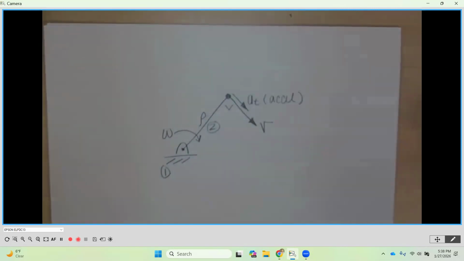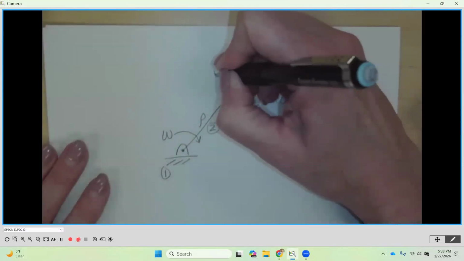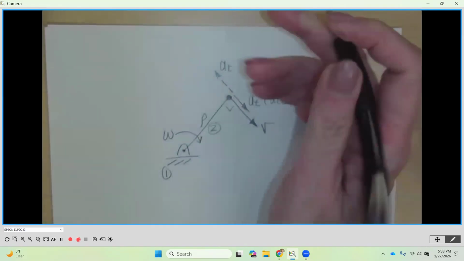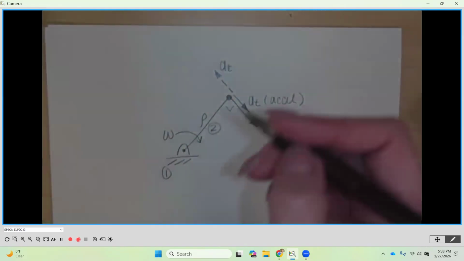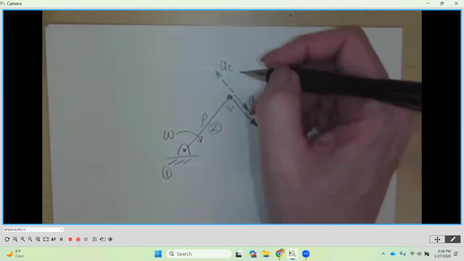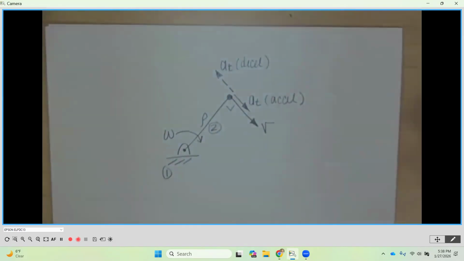Now if we're slowing down, I'm going to draw it as a dashed line because it would be in the opposite direction. This could also be an option for tangential, but if it's opposite the direction of motion, this would be decelerating. Those are the tangential components.